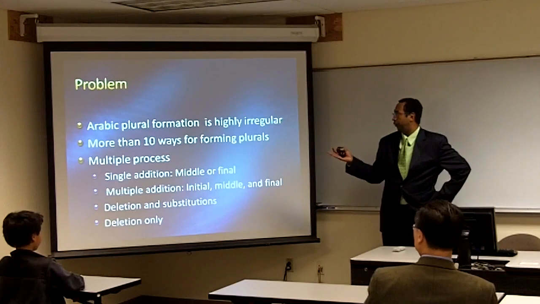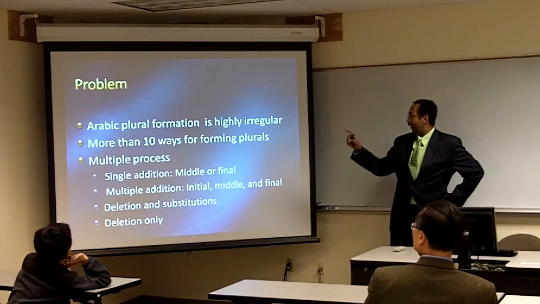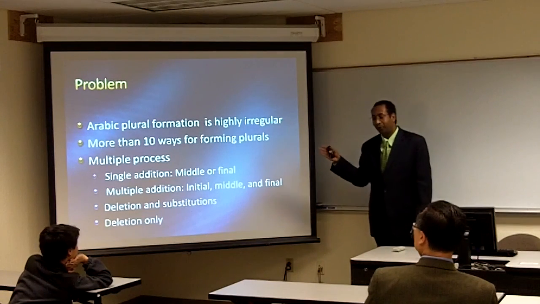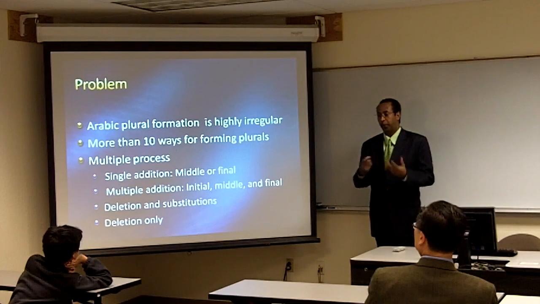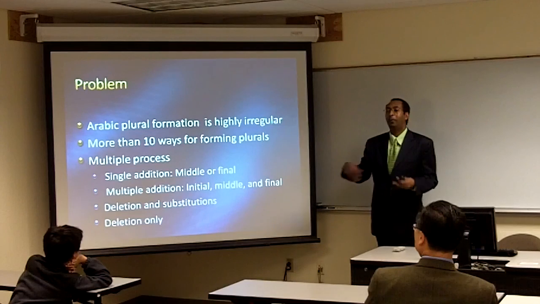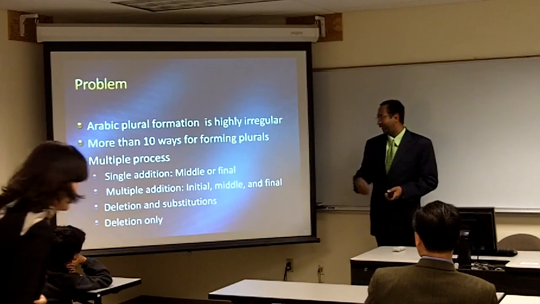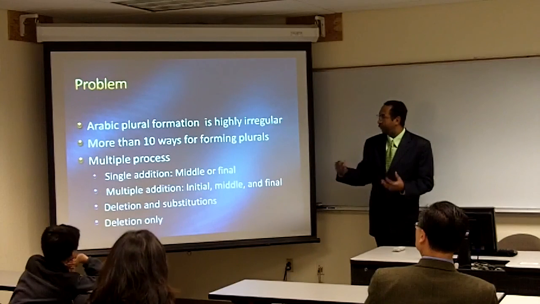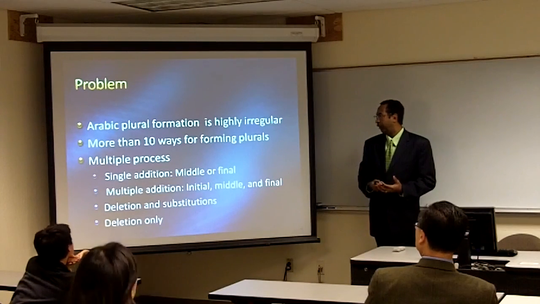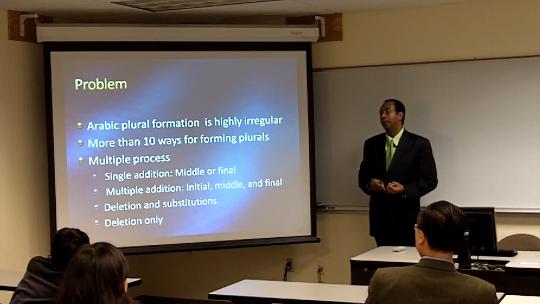I've chosen this issue because it's really problematic: about 80% of plurals in Arabic are irregular. There are more than 10 ways of forming plurals, which I'm going to show you in my model. I've chosen at least 10 ways. And even within these 10 ways, the process is very multiple. So I'll just give you a summary of what we could do usually.